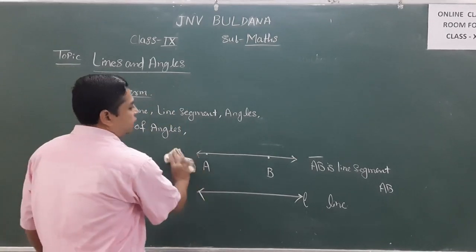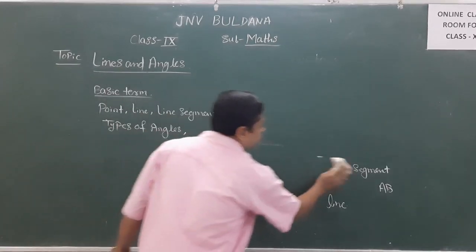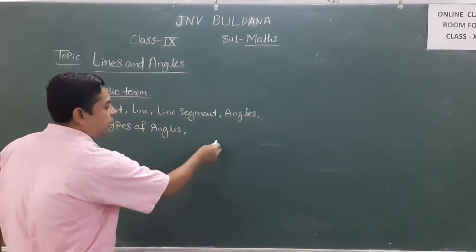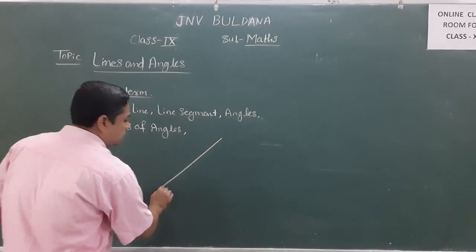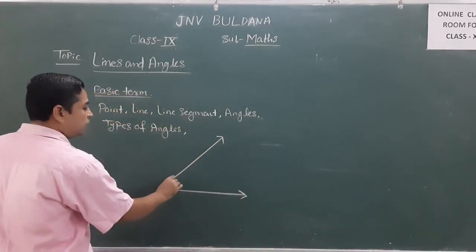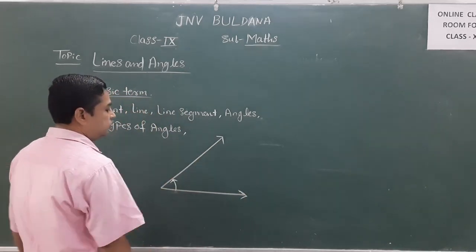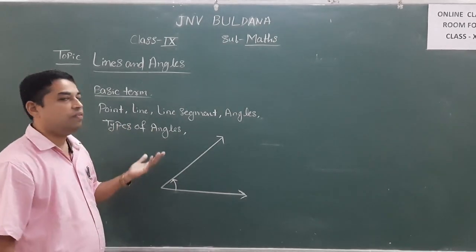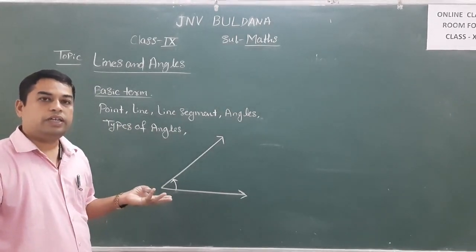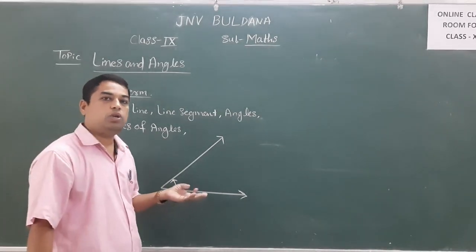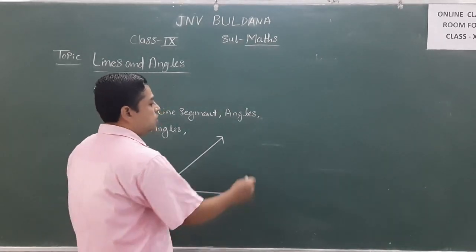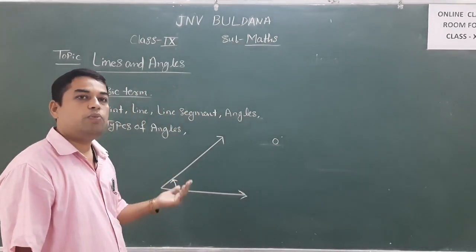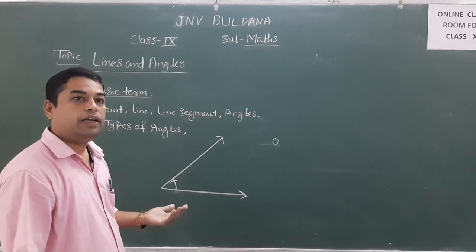After that, angles. When 2 lines meet at a point, they form an angle. So this is your angle. And how many types of angles do we have? It starts from the zero angle, whose measure is 0 degrees. Then the acute angle: more than 0 but less than 90 degrees. That is an acute angle. 90 degrees means a right angle.